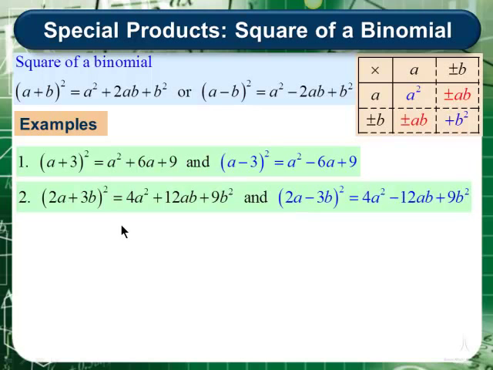Second example, very similar. We have to square the first term, 4a squared, and the second term, 3b, 9b squared, to form the first and the third, or the last, term in such an expansion. To form the middle term, we only need to look at the sign here. It remains the same if it's a plus, and we multiply the two terms together. That's 2a times 3b, which gives us 6ab, and we have to double that to form 12ab, because of the fact that it's repeated always, as we saw in the grid for such a type of expansion.